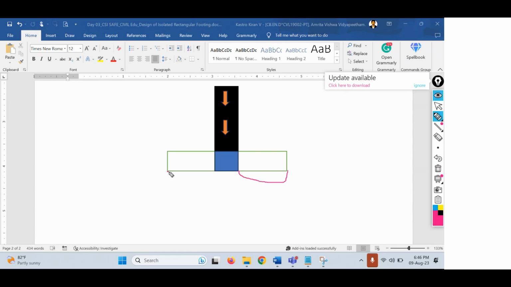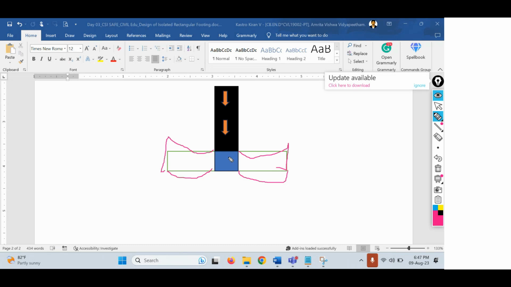Okay, it will experience the uplift condition. So here, this portion of the foundation will be uplifted, and this portion of the foundation slab will also get uplifted. So this is how it will become. This is how the uplifting will happen. So to avoid this uplifting portion, we have to design the foundation.